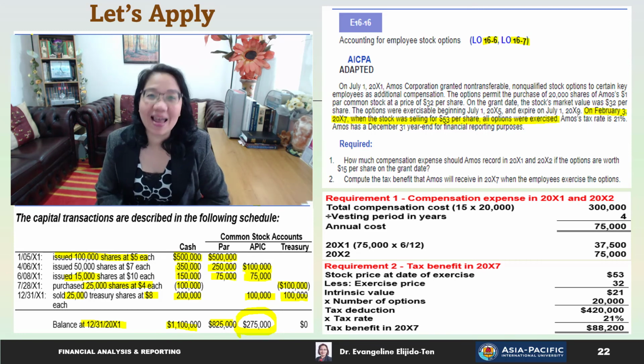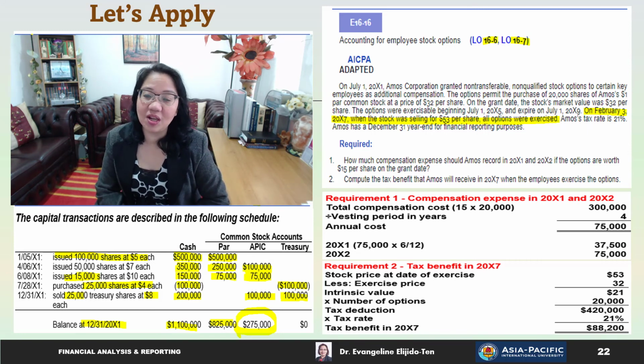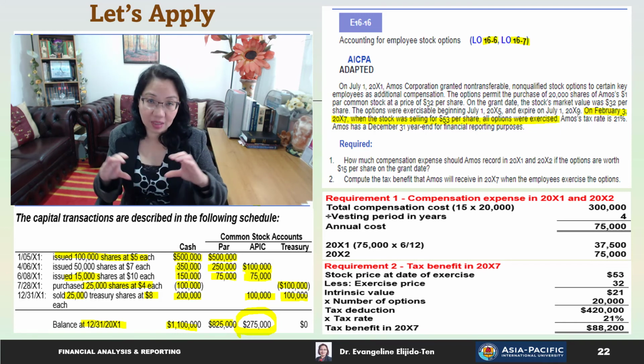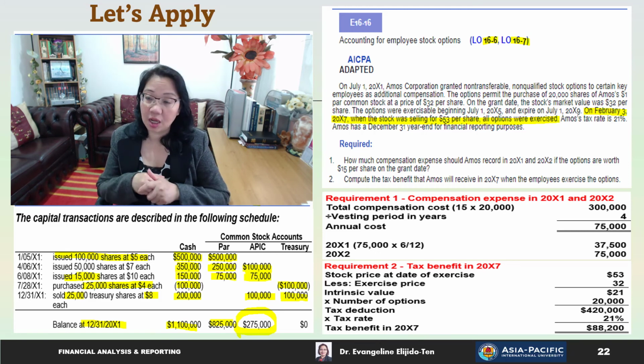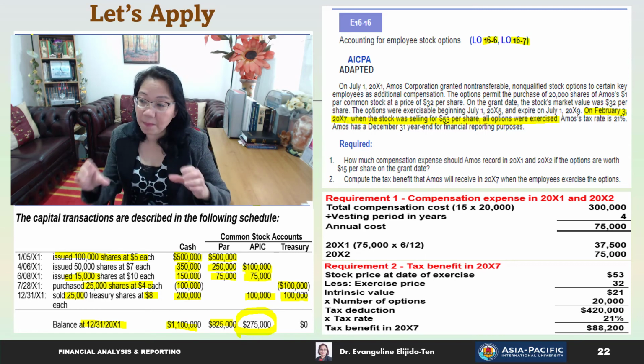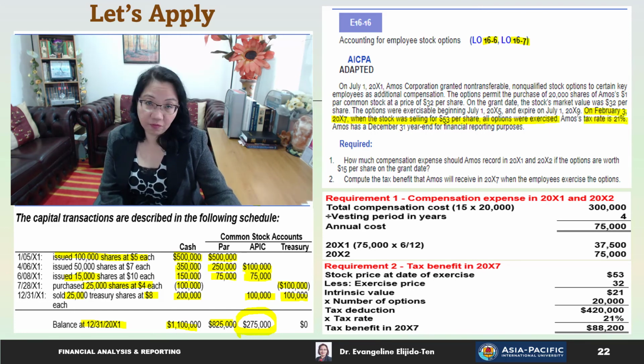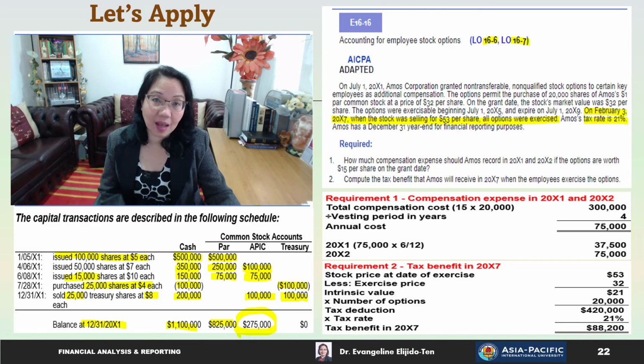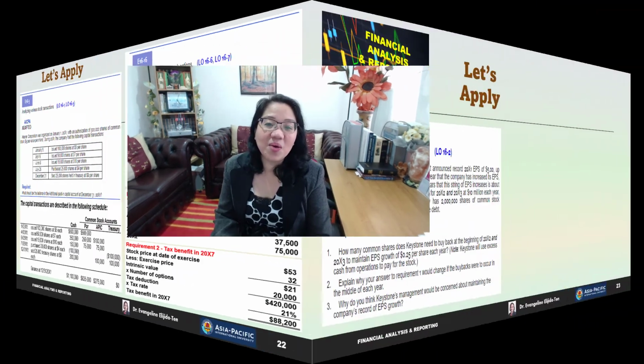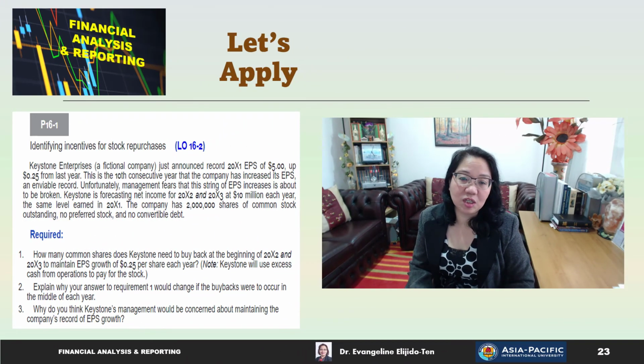The stock price at the date of exercise is $53 minus the exercise price of $32 will give the intrinsic value of $21. When we multiply this by the number of options, 20,000, the amount that is tax deductible will therefore be $420,000. And so we'll multiply 420,000 by 21% to give us the tax benefit in 20x7 of $88,200.